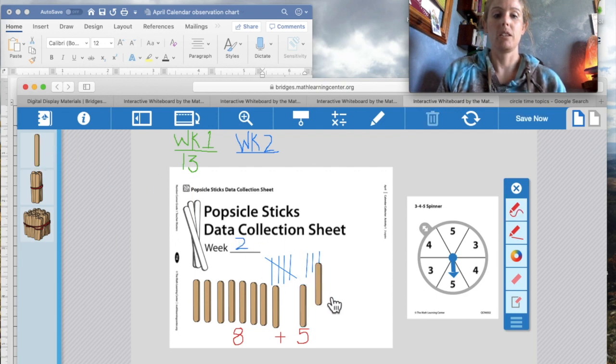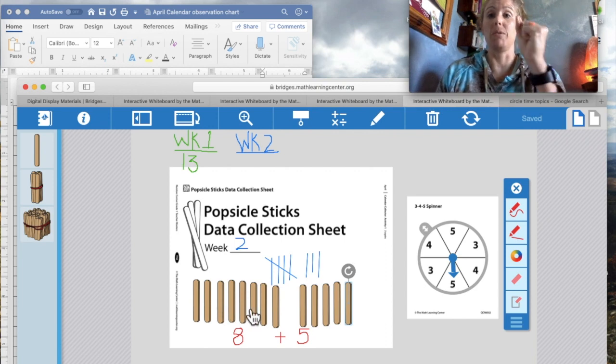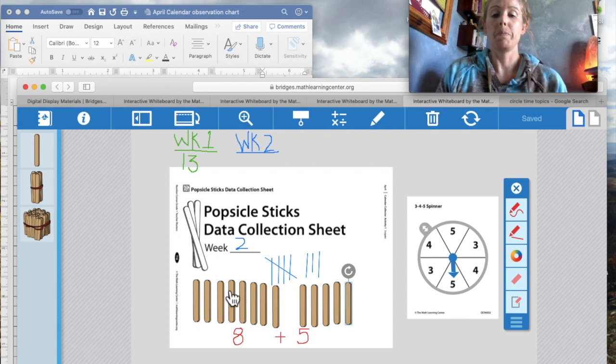1, 2, 3, 4, 5. If we count them up all together, we have 1, 2, 3, 4, 5, 6, 7, 8, 9, 10, 11, 12, 13. We can also start at the number 8. We pound it for 8, 8, 9, 10, 11, 12, 13 popsicle sticks. So looking here, we need to add to our tallies.